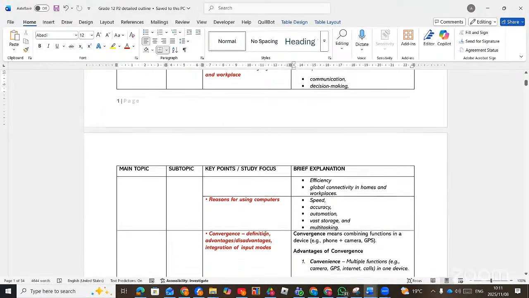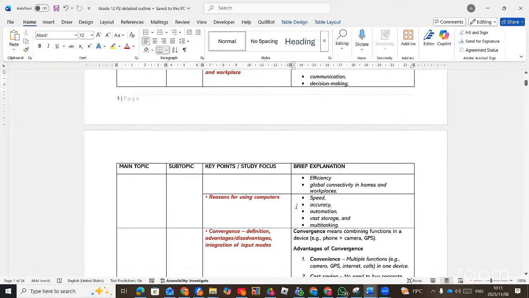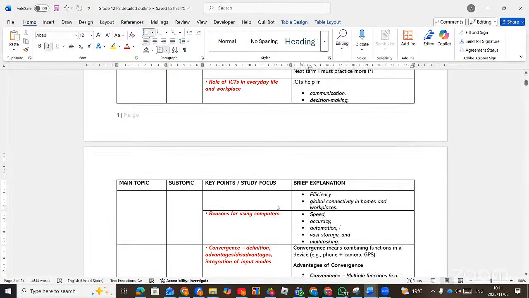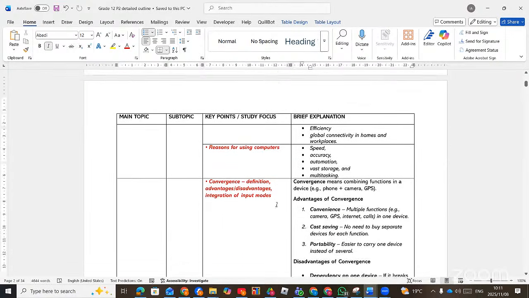And then the reasons for using computers. Why do we need computers? Because in terms of speed, they process data faster. That's the speed. It's more accurate. And then you can do so many automations. Then it can store a large amount of data. And we can also do multitasking. So these are some of the reasons why people use computers.